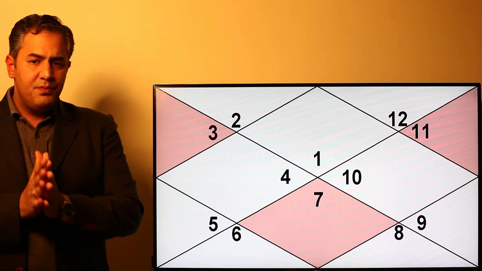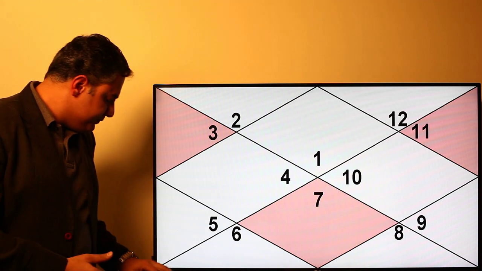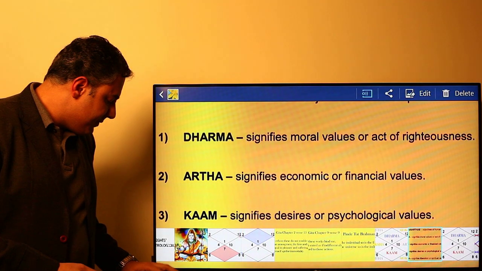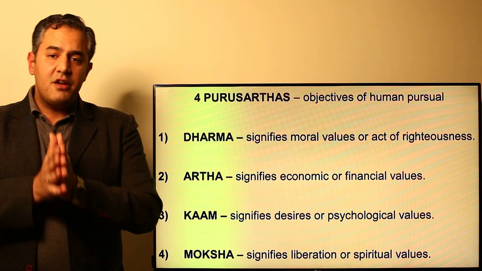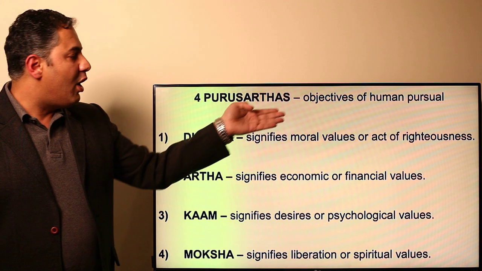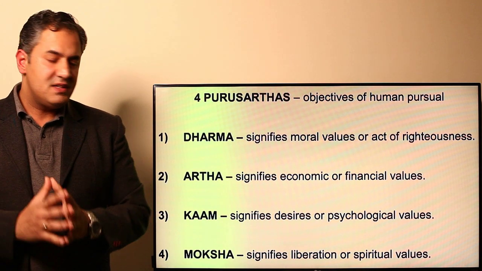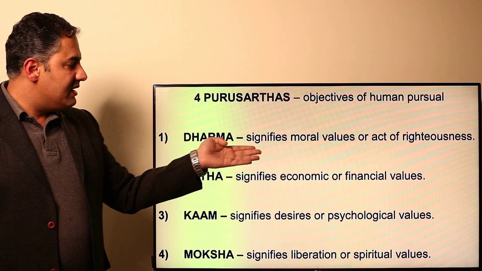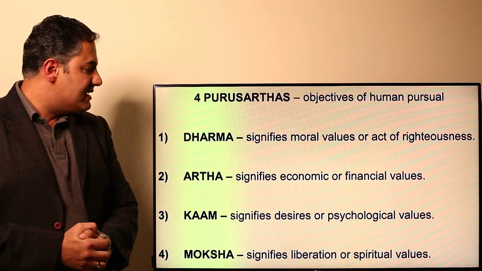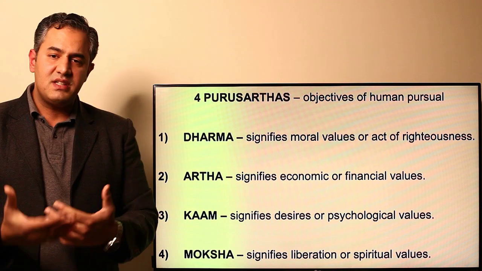To understand this concept of Shiva and Shakti further, I will bring you to a Vedic concept which narrates the four Purusharthas, which are very important for a human being in his life. The four Purusharthas are basically objectives of human pursuit which are mentioned in our Vedas. The first is Dharma, which signifies moral values or acts of righteousness. The second, Artha, signifies economic or financial values. The third, Kama, signifies desire or psychological values.